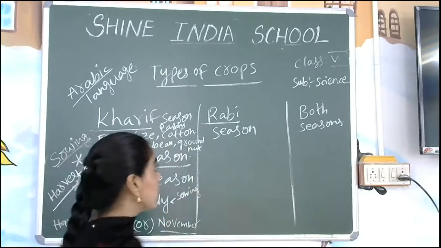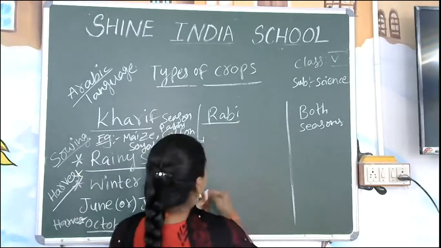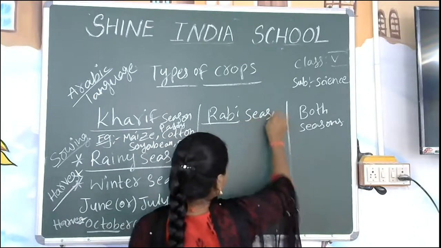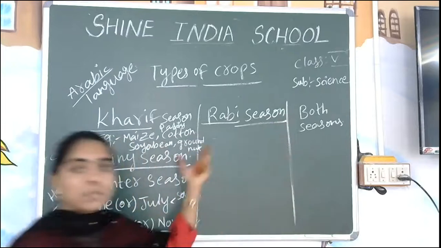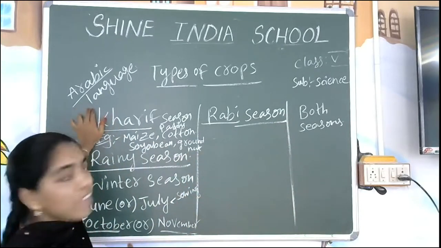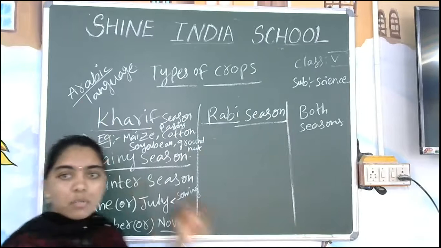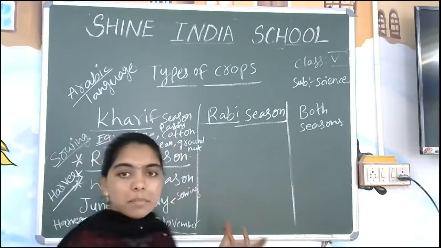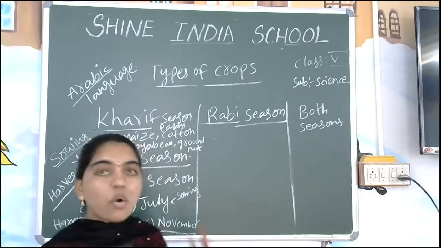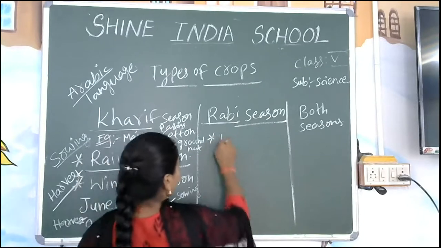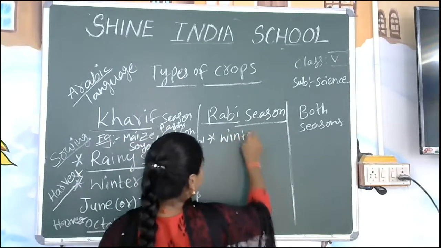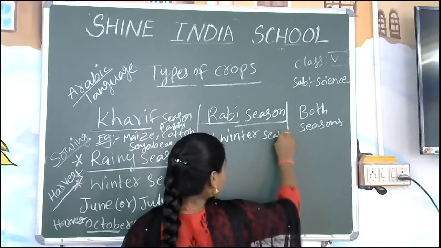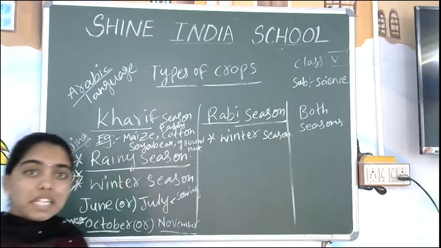And what about the Rabi season here? From which word has Rabi come? What is the meaning of Rabi? Here Rabi has come from the Arabic word. It means the crops are grown in winter season. When are they going to sow? Yes, in winter season. Now which crop has completed harvesting?